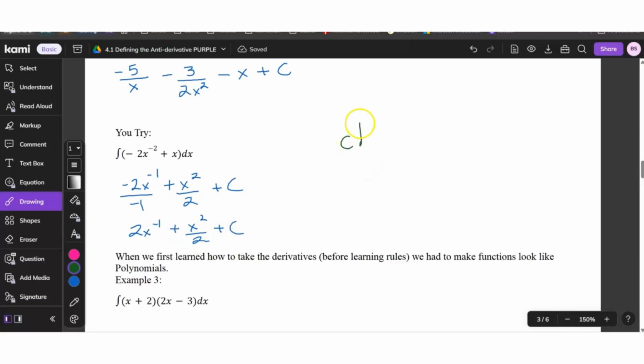I'll do a check real quick, just to show us that we did it right. 2x to the negative 1, plus x squared over 2, plus c. The derivative of this is going to be negative 2, subtract 1, so negative 2, plus 2x over 2, and the 2's cancel, and I get exactly what I started with.